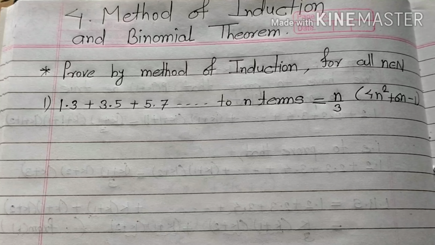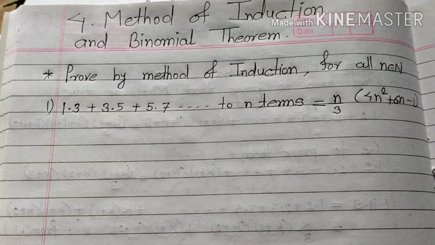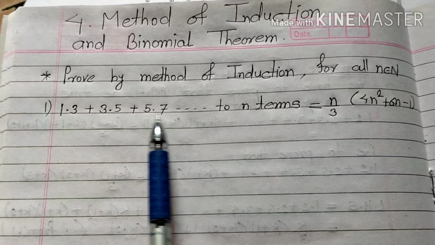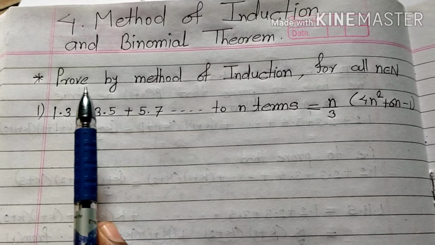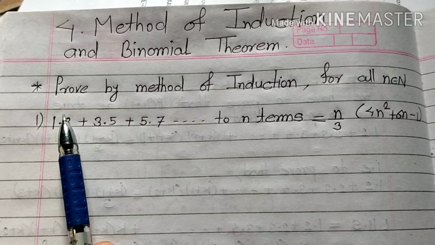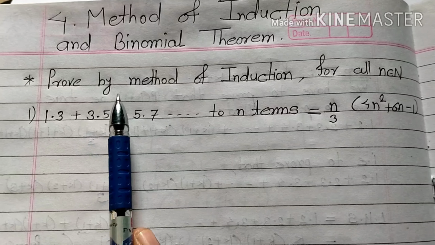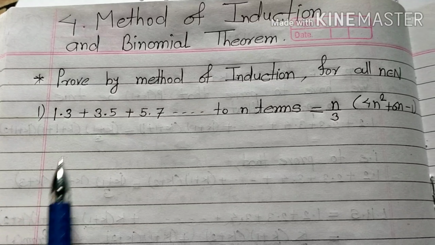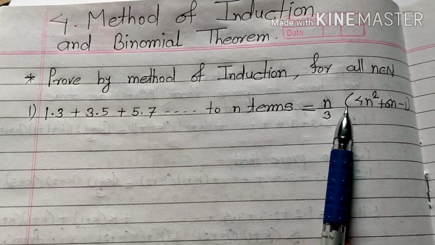Good morning students. In the last lecture we started the method of induction and binomial theorem, and today we continue the examples from exercise 4.1. So our example is: prove by the method of induction, for all n belongs to natural numbers. So it is our first example.